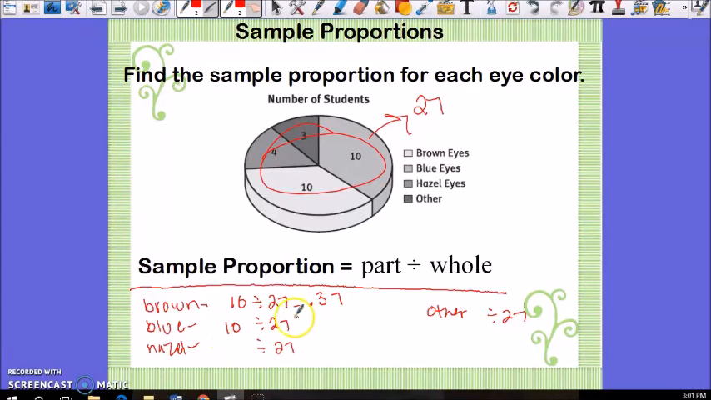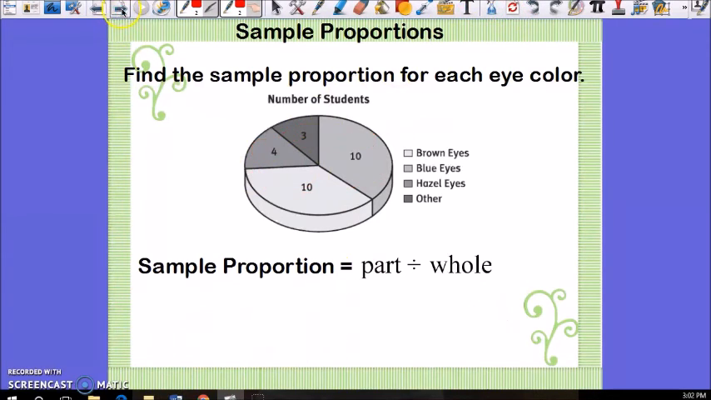Blue eyes is also 10. So we know that it's 0.37. Hazel eyes is 4. 4 divided by 27 is 0.148. So we are going to round up to 0.15. And then other is 3. 3 divided by 27 is 0.11. So we're just going to round to the nearest hundredth. That is how you find your sample proportion, your part divided by your whole.